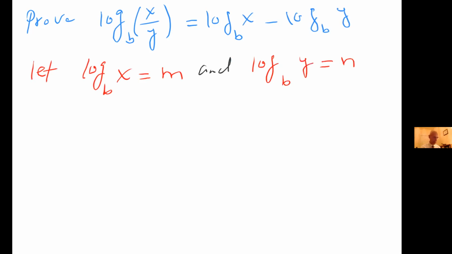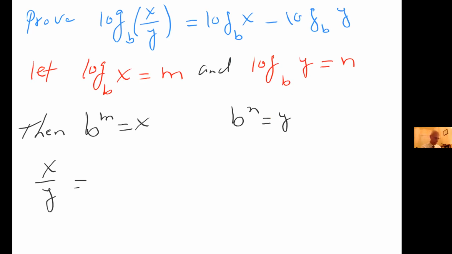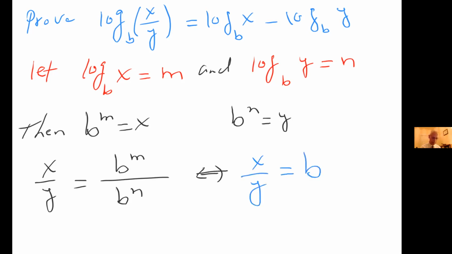So if that's the case, then I know b to the power of m equals x and b to the power of n equals y. And x divided by y equals b to the power of m divided by b to the power of n. So this is the same as saying x divided by y equals b to the power of m minus n, using the laws of exponents.